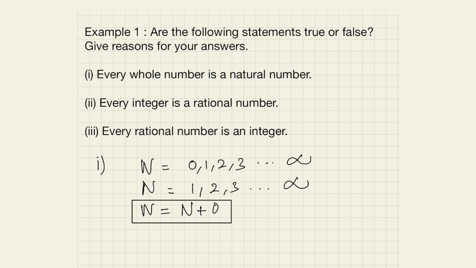With this said, we read this question once again: every whole number is a natural number. Is it so? Every natural number is present in whole numbers, because starting with 1 up until infinity, this is just natural numbers. So every natural number is present in whole numbers, but every whole number is not present in natural numbers, because 0 is a whole number, but 0 is not present in natural numbers. So it is not true. This is false.